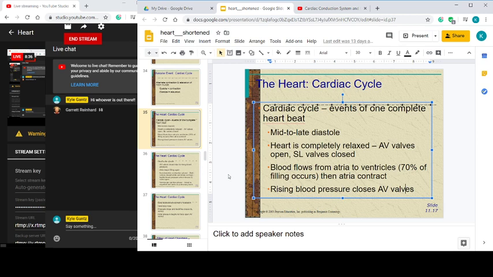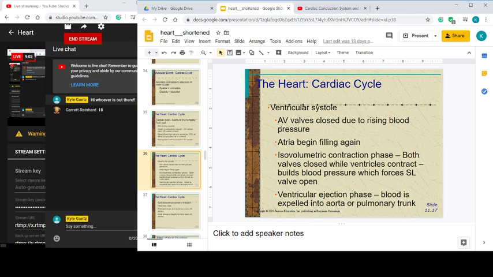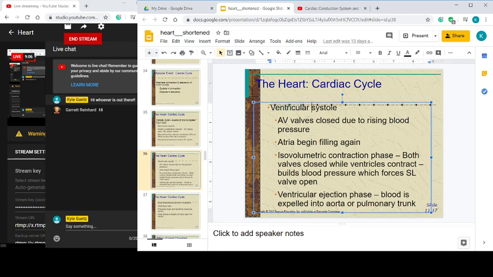Okay. So what we're seeing here is everything's relaxed. Your AV valves are open. Your heart is relaxed. Blood's going to fall from the atria into the ventricles until 70% or so, and then these atria are going to contract. It's going to shoot more blood into the ventricles, which is going to increase the pressure, which is going to shut the valves. Okay? So then we have ventricular contraction. The AV valves are closed due to the rising blood pressure. The atria begin to start filling again because they've relaxed now.